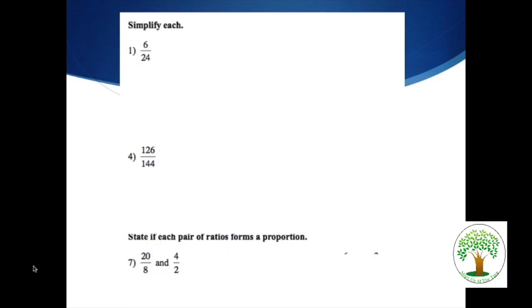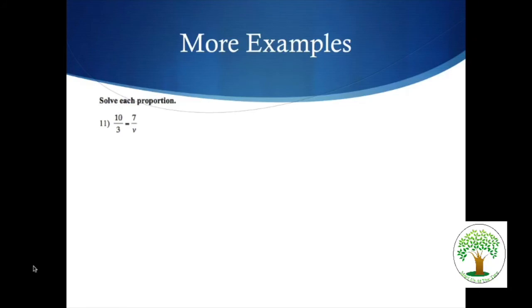We're going to move on to number 11. This is a proportion. It says it is a proportion. It says that it should be equal. And so we're going to do the cross product to figure it out. Remember we said if we multiplied these 2 and those 2, they should be equal. So we're going to make an equation. 10 times v is 10v. And 3 times 7 is 21.